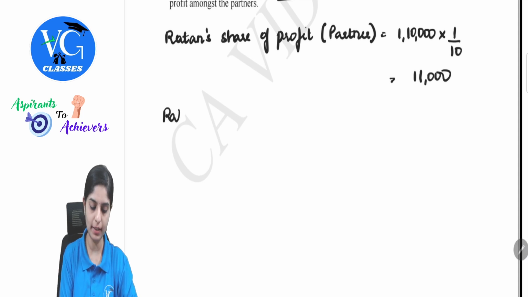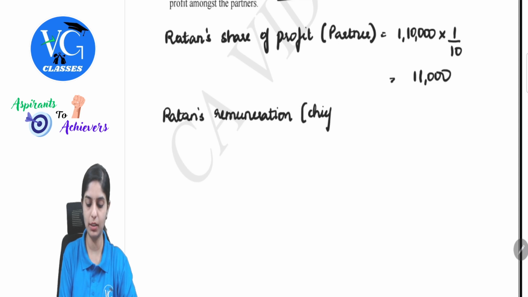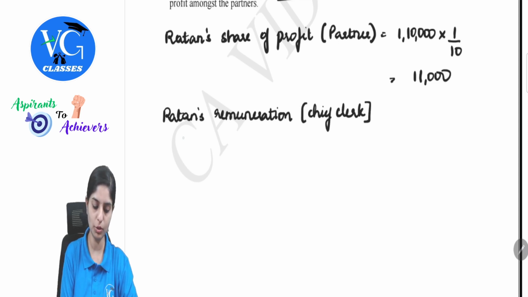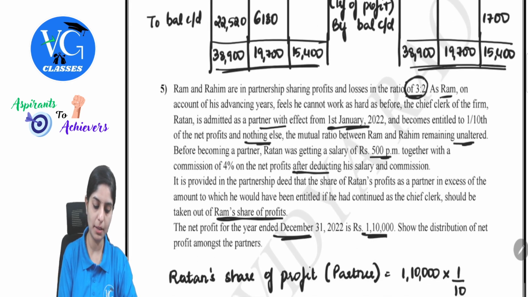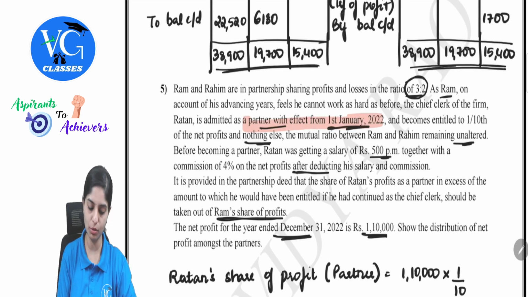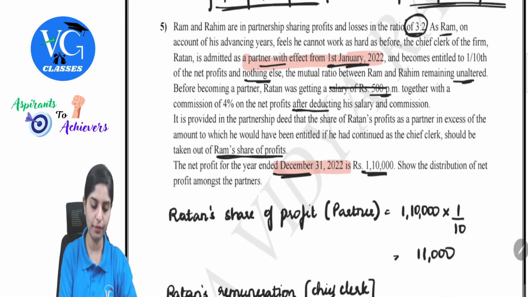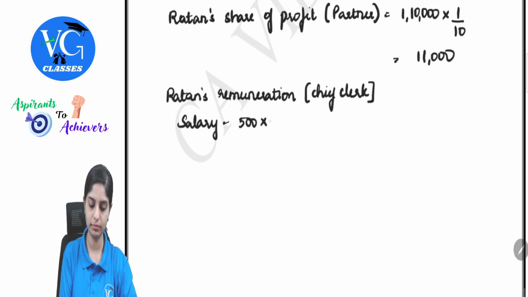So next will be Ratan's remuneration if he was acting as chief clerk. So first for salary, how much is taken as salary? He was admitted as a partner with effect from 1st Jan. So then to December, what is the per month salary? He was getting a salary of 500 per month. So 500 into 12 months. This will be 6,000. Then commission is given.